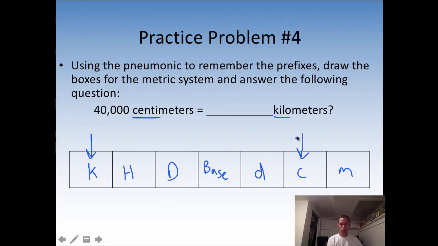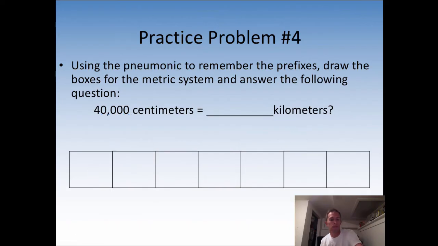And so if we're starting at this point, let's count how many boxes we have to move. So 1, 2, 3, 4, and 5. So 5 times. If there's an understood decimal place right here, we're going to go 1, 2, 3, 4, and 5. And so that ends up being 0.4 kilometers. So if you had 40,000 centimeters, that would be 0.4 kilometers. Very easy, right?